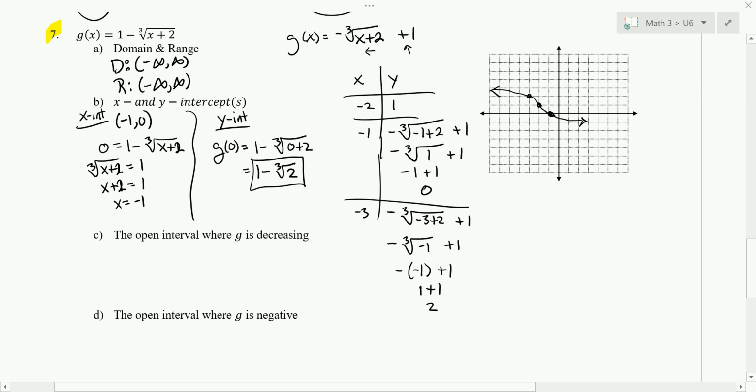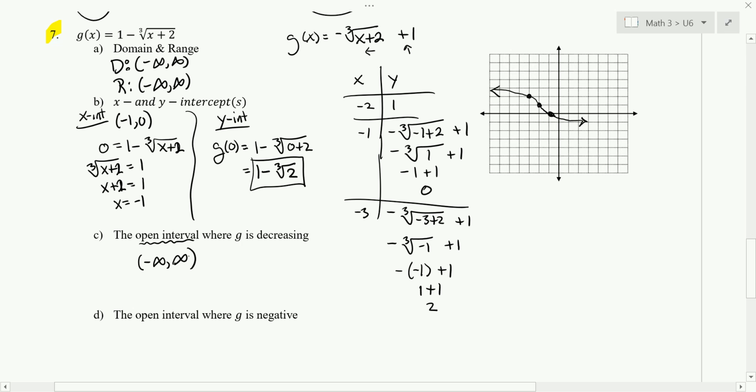Part C is asking for the open interval, which means only use parentheses, where g is decreasing. As you trace our graph from left to right, you see it's decreasing everywhere. And so I'm just going to copy the domain down, negative infinity to positive infinity.